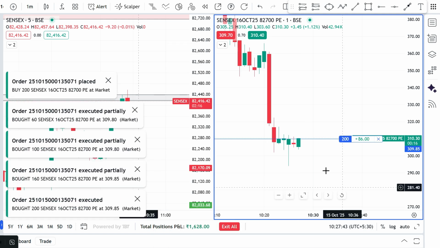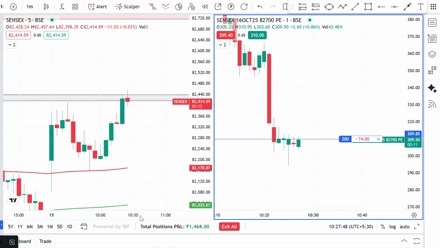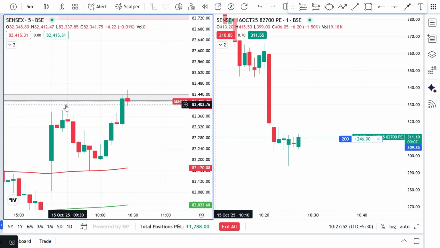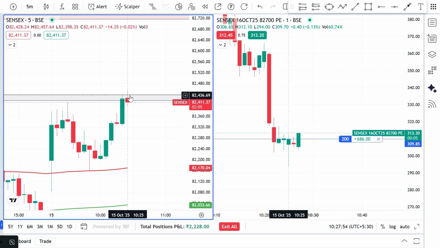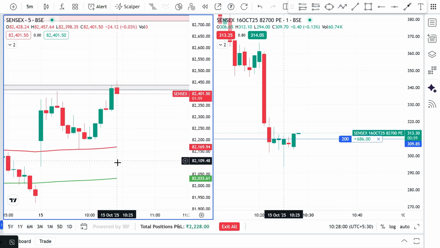Okay, let me enter once. Okay, you can see I just entered the trade. I'm still looking for the bearish trade. After we exited, it fell and then continued bullishness, taking the same resistance, and creating a red candle. So that's why I entered.